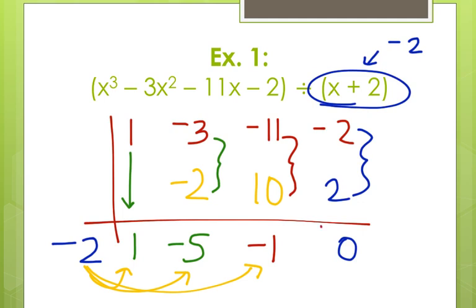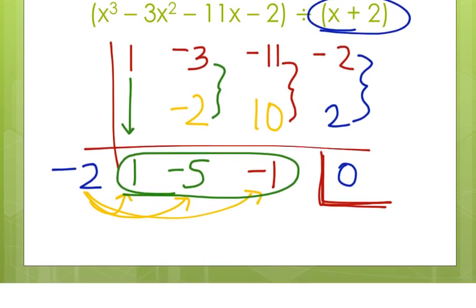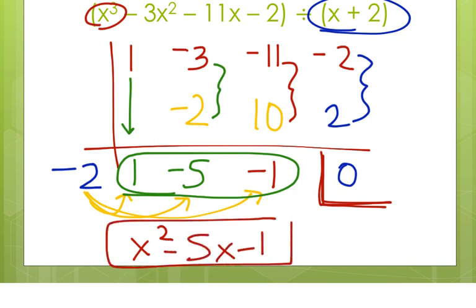Okay, so this last number is your remainder. It also has some other uses, but for right now that's just the remainder. And then these numbers right here are going to be the coefficients of your quotient. Since we start with x to the 3rd, we're going to go down 1 and write x squared minus 5x minus 1, and since it's remainder 0, that's your quotient.